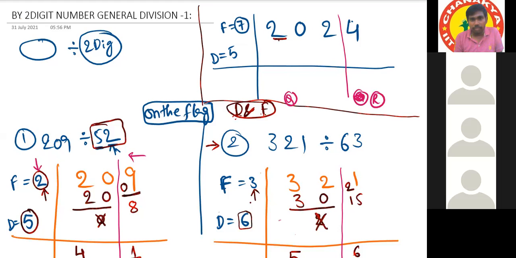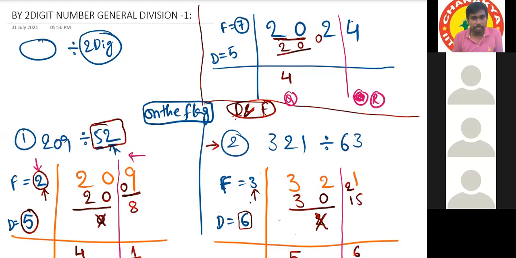5 will not go into 2, that's why I'm taking 20. In 25, 5, how many times will it go? 4 times. 4 times 5 is 20. 20 minus 20 is how much? 0. We have to write that 0 before the next digit: 02. Okay, understood. Not completed.